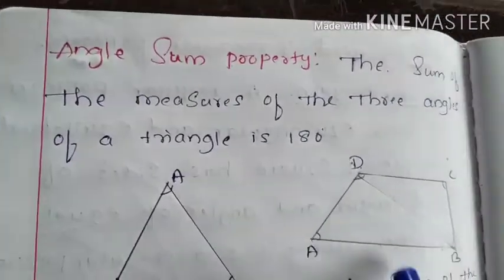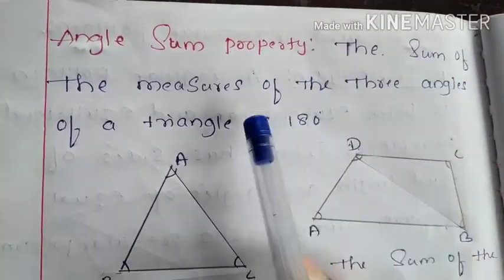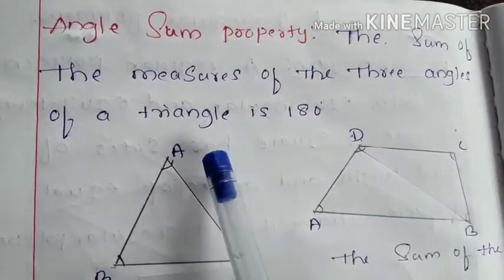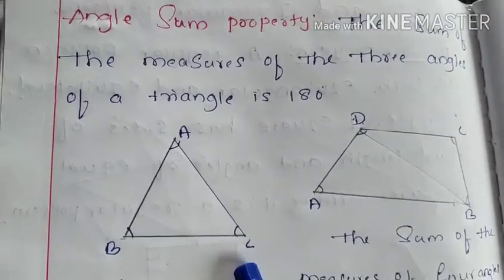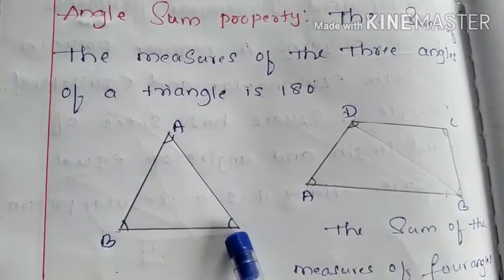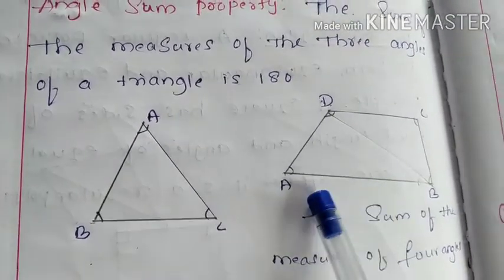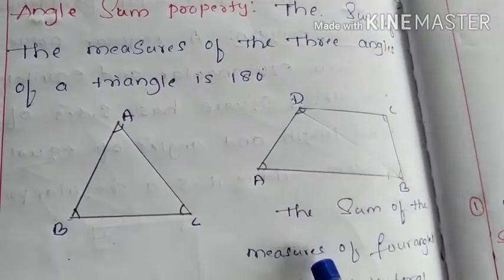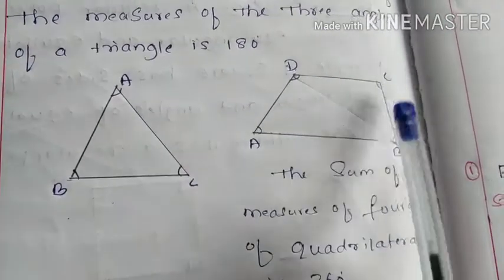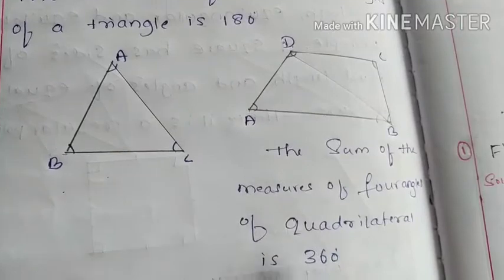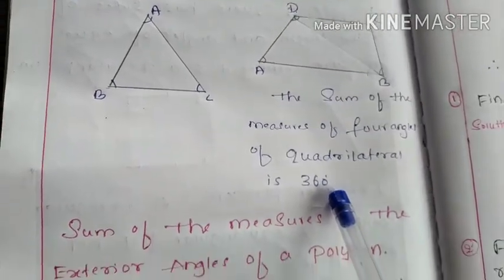Okay, next, angle sum property. The sum of the measures of the 3 angles of a triangle is 180 degrees. So this is one triangle here. The sum of interior angles equals 180 degrees. So next, this is one quadrilateral here. The sum of the measures of the 4 angles, angle A, angle B, angle C, angle D, the total sum is 360 degrees.